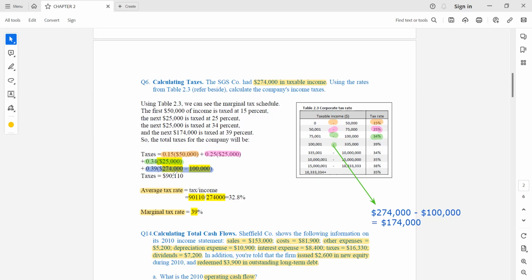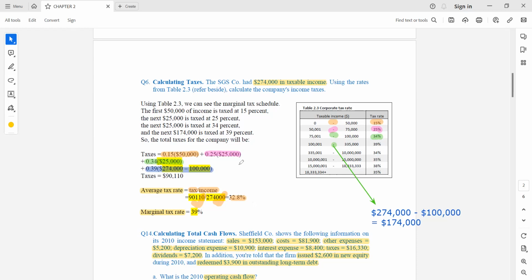But the question is asking how to calculate the average tax rate. So what is the formula that we learned just now in the class? We use the taxes that you pay divided by the income that you earn. The taxes that you pay is 90,110. The income that you earn in total is 274,000. So divide it, times 100, and you get this amount, 32.8%. Quite high, huh? Hope it's not like this in real life. Okay, so that's the average tax rate.